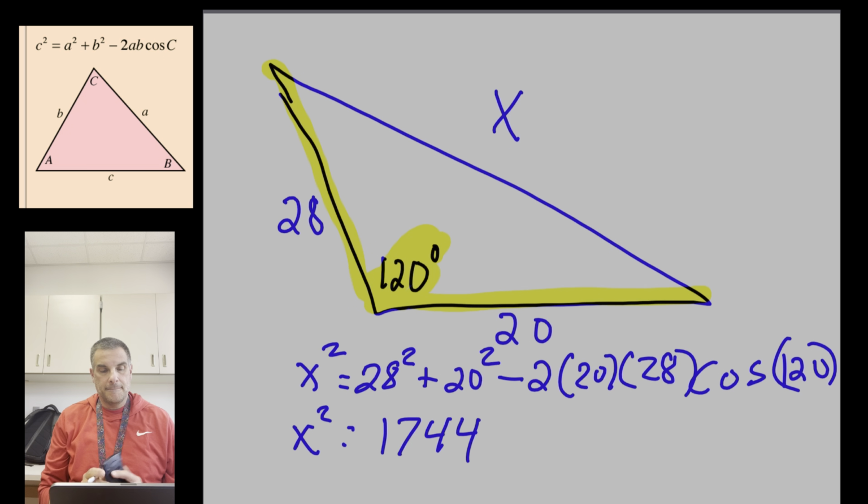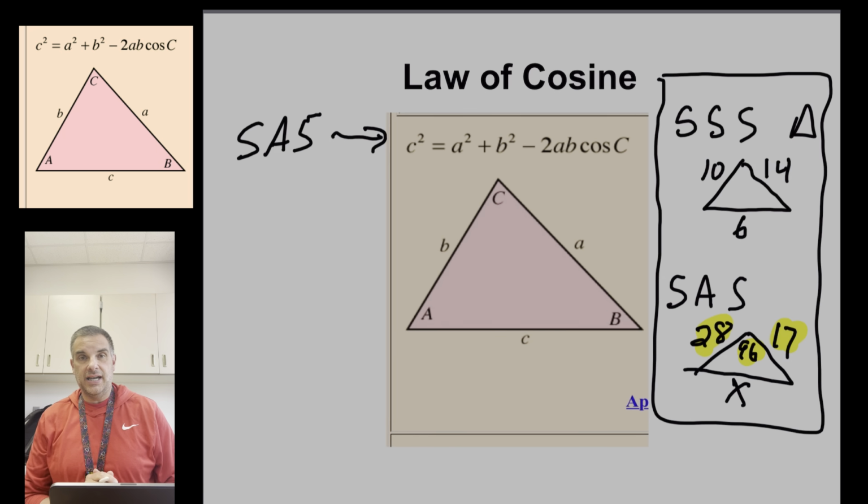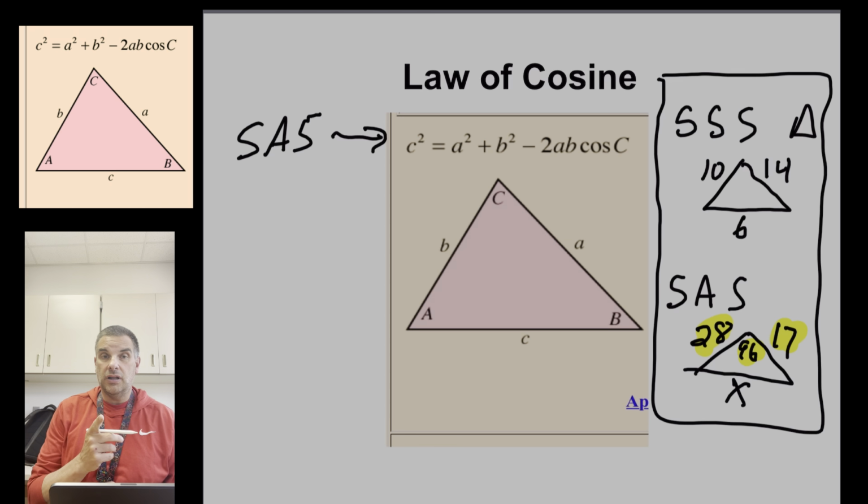1,744. Now we're going to take the square root of that, and we get a length of 41.8 is our value of x. So that's side, angle, side use of the law of cosine. So the other option we said we had then is, well, what if we have side, side, side? We can still use the law of cosine, and in fact, we're going to use the same formula.